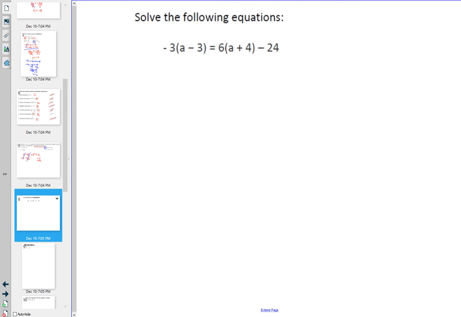Solve the following equation. Okay, what should we do first? Negative 3a plus 9 is equal to 6a plus 12 minus 12. Combine like terms like you do in the hood.